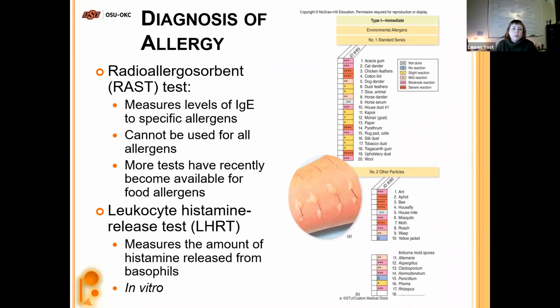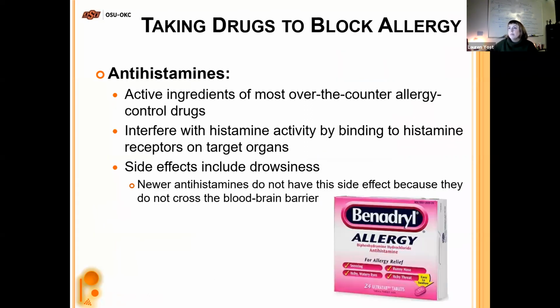So, we have a lot of stuff available for testing on those, a wide variety of very specific things to see what you might be allergic to. The leukocyte histamine release test, the LHRT, measures the amount of histamine released from basophils in response to specific things. That's usually done in vitro, so they can do that with samples of your blood. They don't have to do it with injections into your skin.